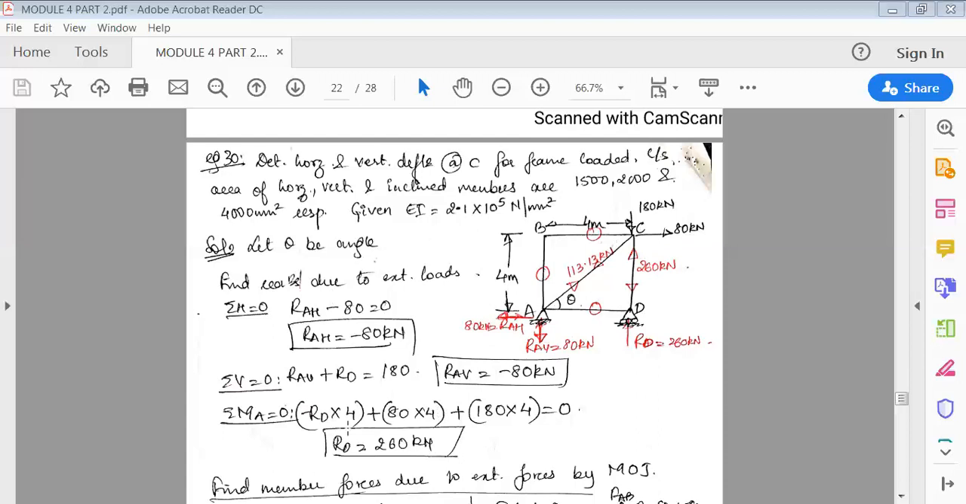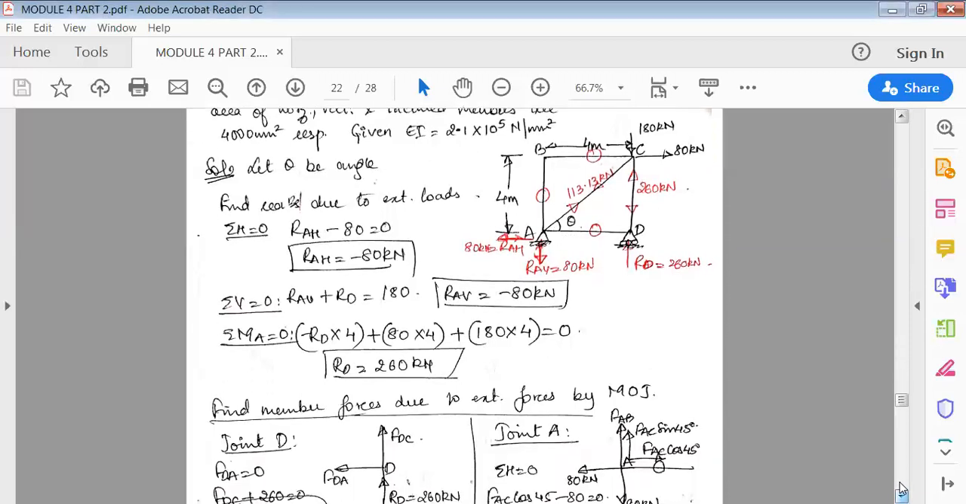So RAV plus RD is equal to 180. Then moment about A is equal to 0. So this is now RD into 4, then 80 into 4 and 180 into 4, is equal to 0. So RD is equal to 260 and RAV is 180 kilonewton.